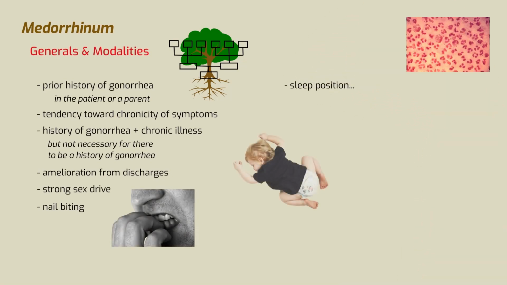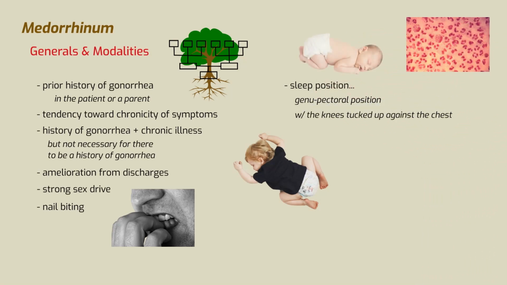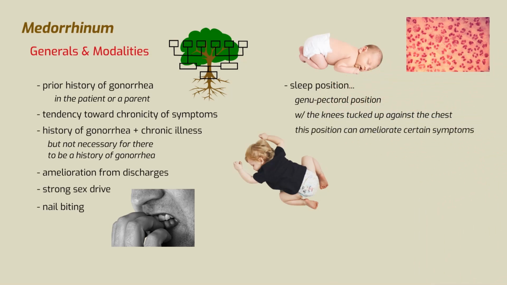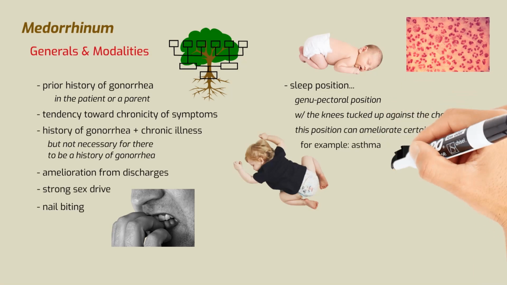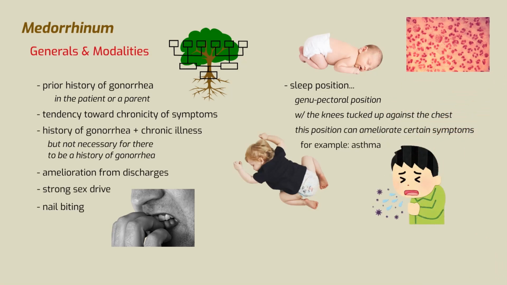Medorrhinum kids tend to sleep in the genupectoral position, with the knees tucked up against the chest. Furthermore, this position can help ameliorate certain symptoms. When asthma symptoms flare up, for example, the Medorrhinum patient may experience relief by getting into the knee-chest position. I've had full-grown adults get down on the floor in my office in order to demonstrate this position to me.